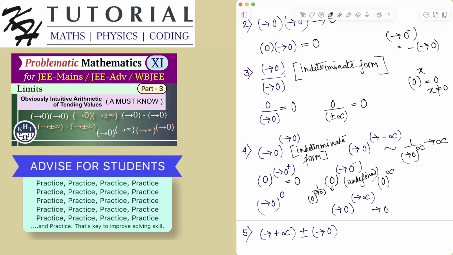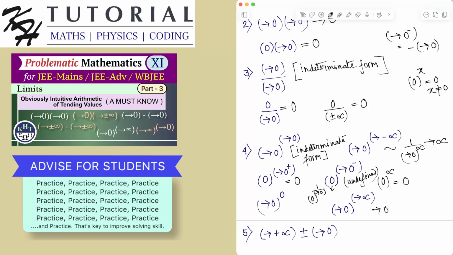Okay, now what is exact 0 raised to the power infinity? So we know that exact 0 raised to the power anything, if that power is a non-zero number, will always be equal to 0. Okay.